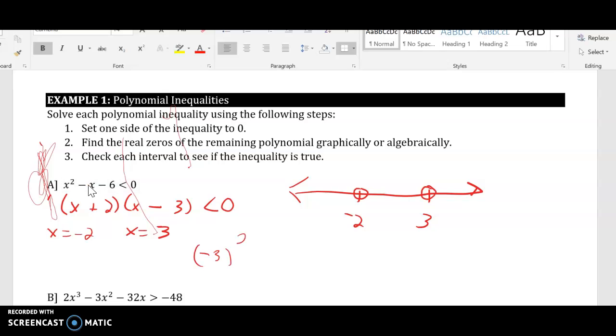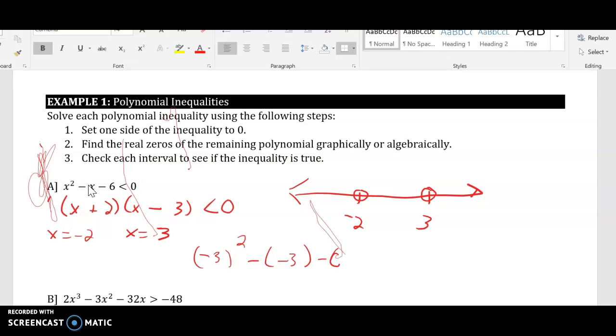-3 squared minus -3 minus 6. Is that less than 0? So what's this? This is 9 plus 3 minus 6. What's that going to be? 6. Is 6 less than 0? No. So the answer is not over here. So then we try a number in the middle. Let's plug in 0. 0 is easier. That makes that 0. So -6 is less than 0. So it definitely is in this area. So we'll shade this in. There's definitely a solution there.